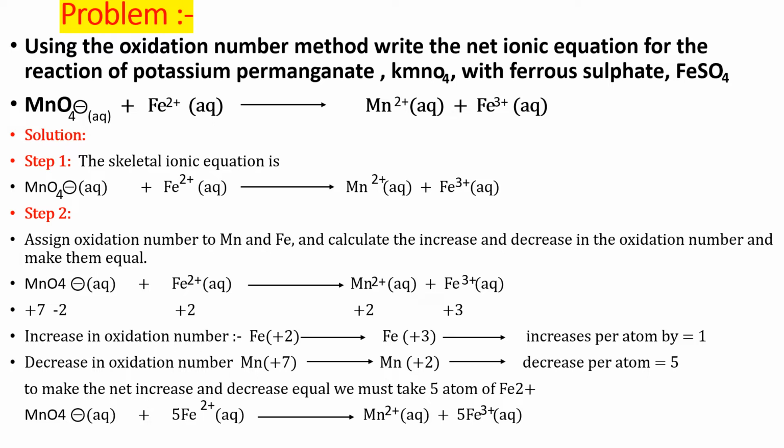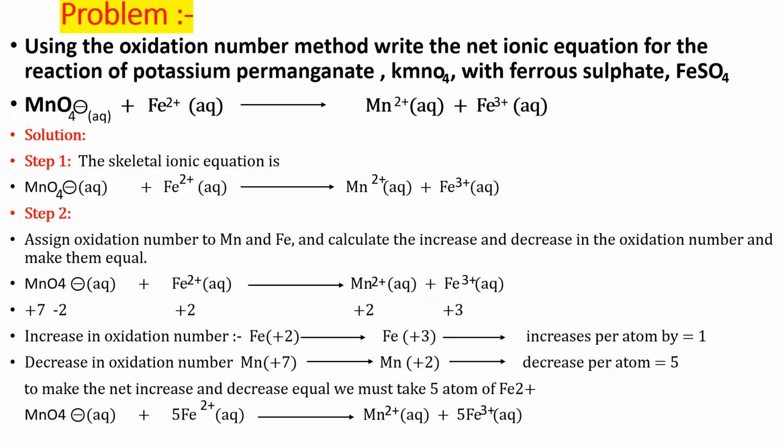Then the decrease in oxidation number is from plus 7 to plus 2, which means the decrease per atom is 5. To make the net increase and decrease equal, we must take 5 atoms of Fe2+. As per this increase and decrease, 5 atoms of Fe2+ are required. Then we multiply the factors in this equation: MnO4 minus plus 5Fe2+ gives Mn2+ plus 5Fe3+.